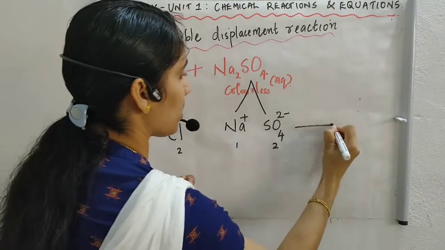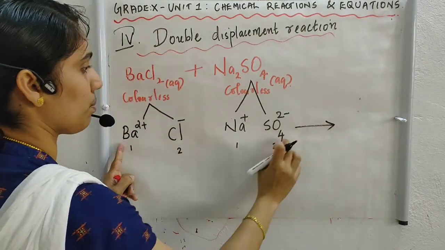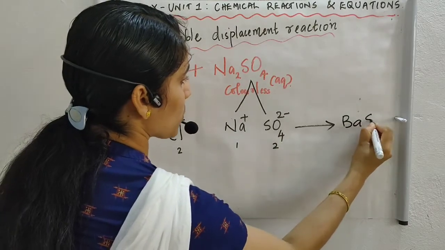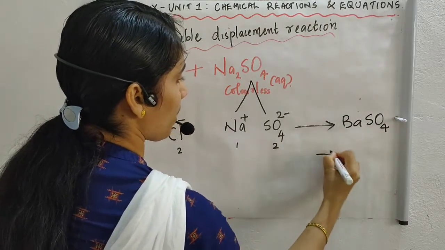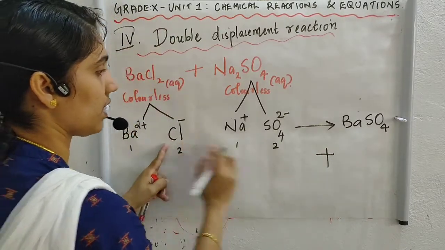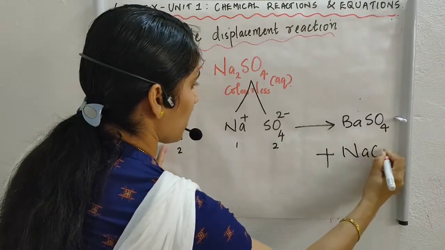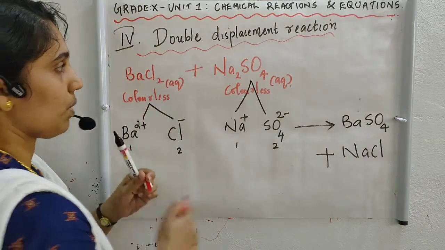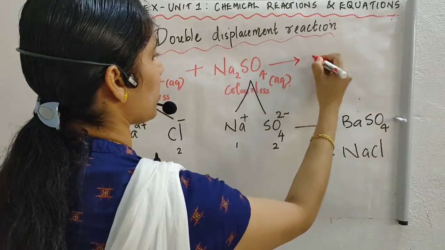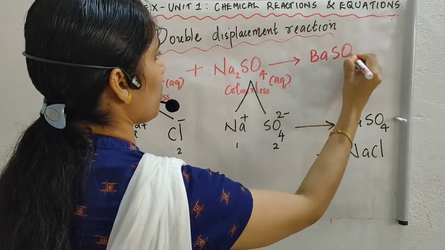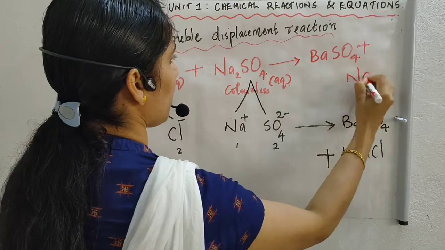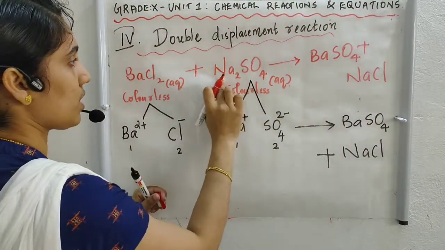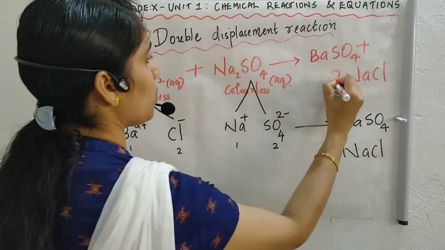So what is the product here? Ba2+ will combine with SO4 2-, so one product will be BaSO4. Plus, the first ion will combine with the second one, so the other product is NaCl. So the reaction we can write: BaCl2 plus Na2SO4 gives the products BaSO4 plus NaCl. Then just to check, is it a balanced equation or not? Here there are 2 sodium and 2 chlorine, so 2 NaCl.